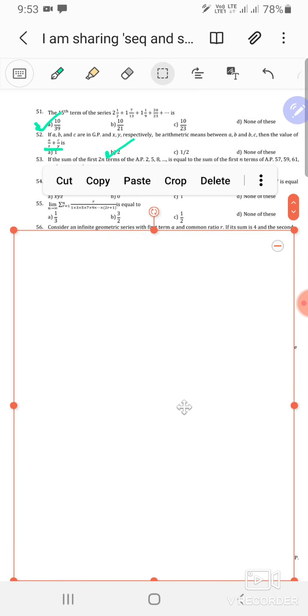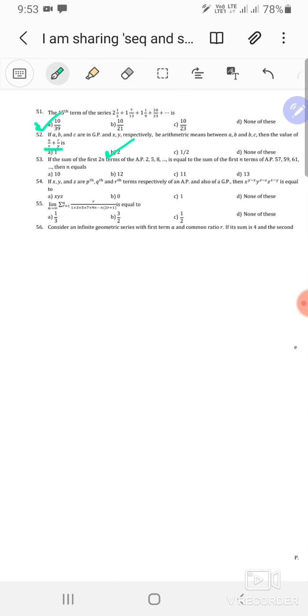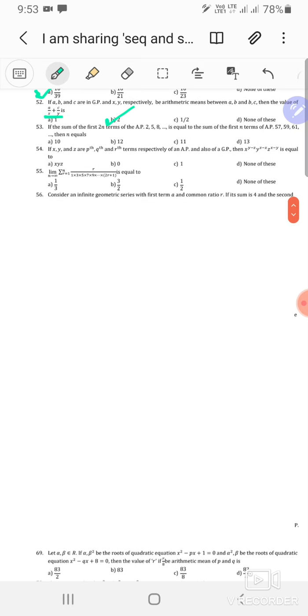Right. So the next question is, if x, y and z are the pth, qth and rth terms respectively of an AP and also of a GP. Okay, fine. These are the pth, qth and rth terms of a GP as well. So what do we know about this in that case? We know that y minus x has to be, sorry, not p times the difference, I think, q minus p times the difference. Then z minus x.